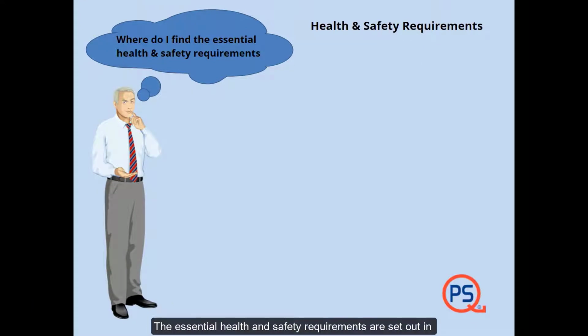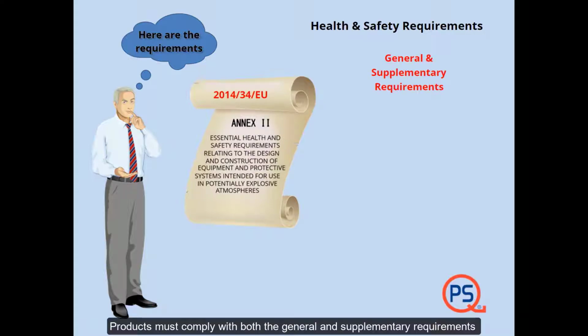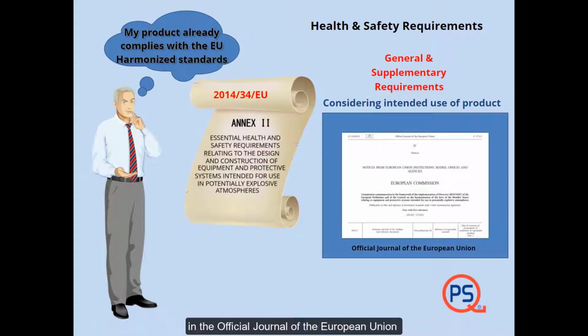The essential health and safety requirements are set out in Annex 2 of the ATEX Product Directive 2014/34/EU. Products must comply with both the general and supplementary requirements that apply to them when taking into account their intended use. Products in compliance with the EU harmonized standards, which are referenced in the Official Journal of the European Union, provide presumption of conformity with this annex.